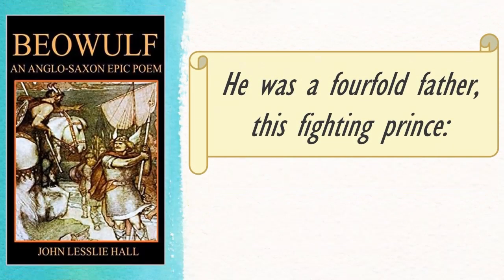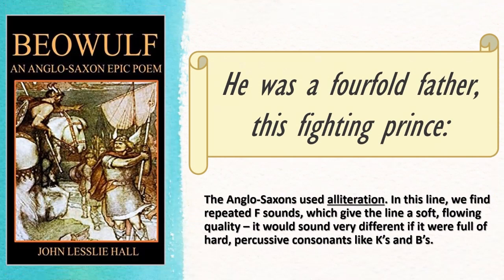From Beowulf, "he was a fourfold father, despite his friends." What literary device was used? Maybe alliteration, because fourfold father, despite his friends, they have similar consonant sounds. Let's see. Alliteration. Okay, there is a repetition of the F sound, which gives the line a soft, flowing quality. Alliteration is a sound device. It makes you make rhythm in any line of your piece.